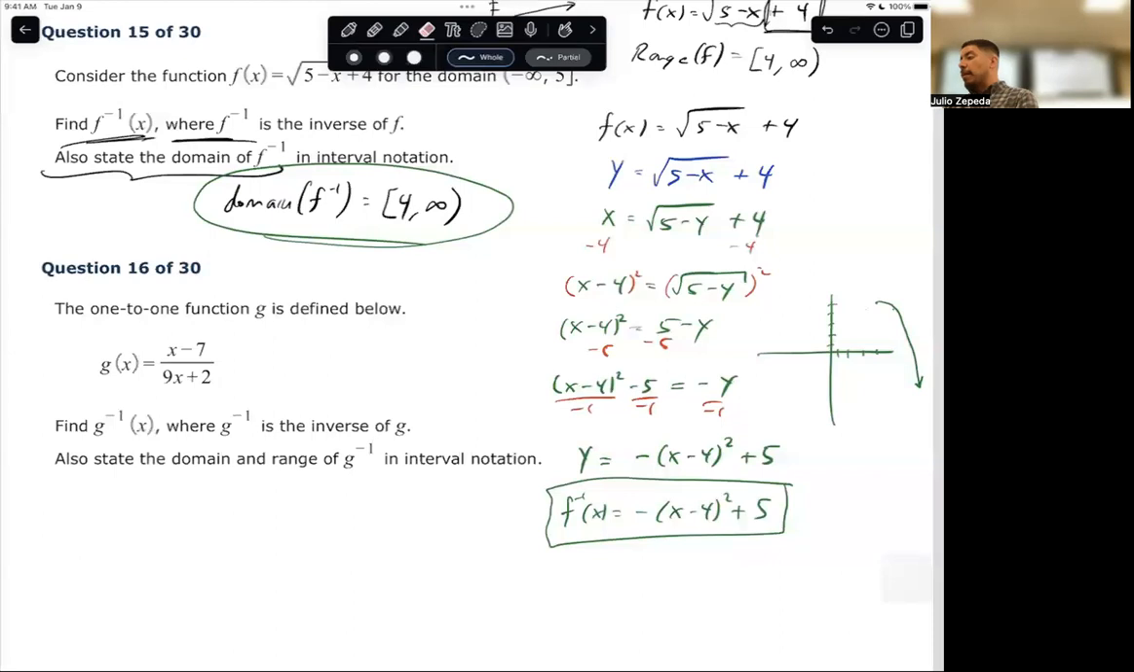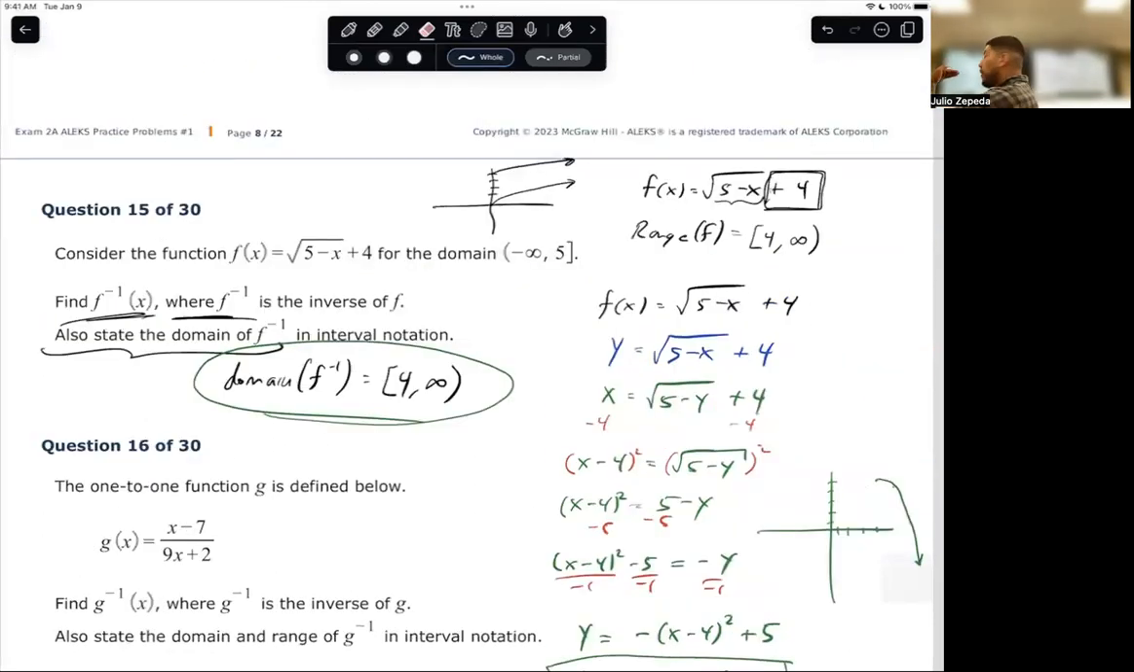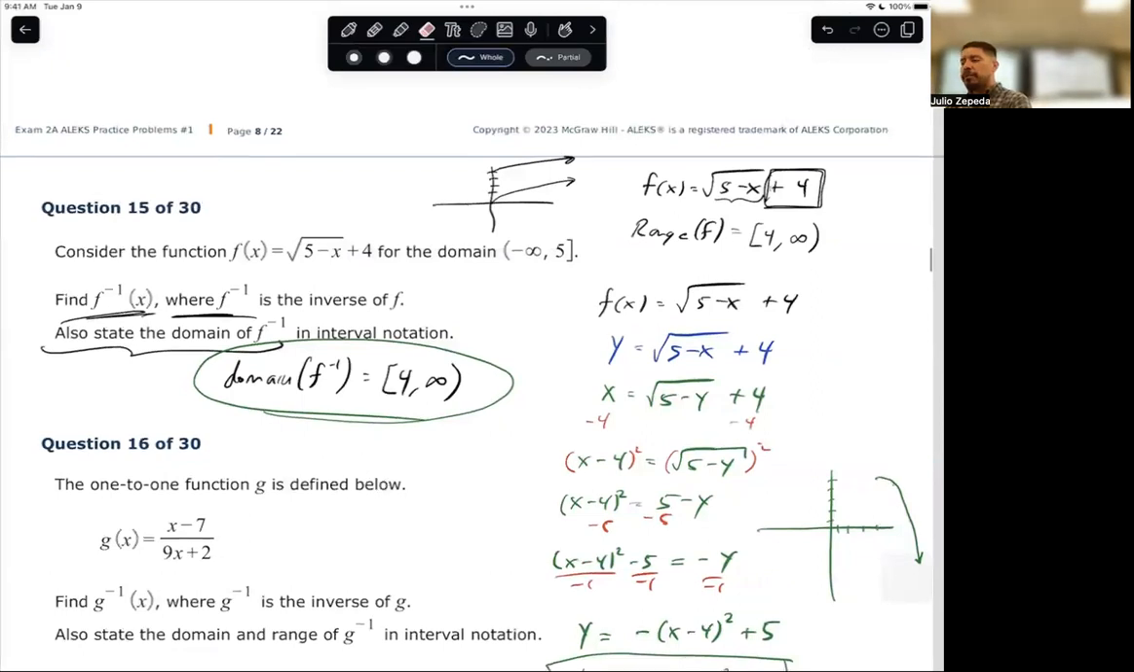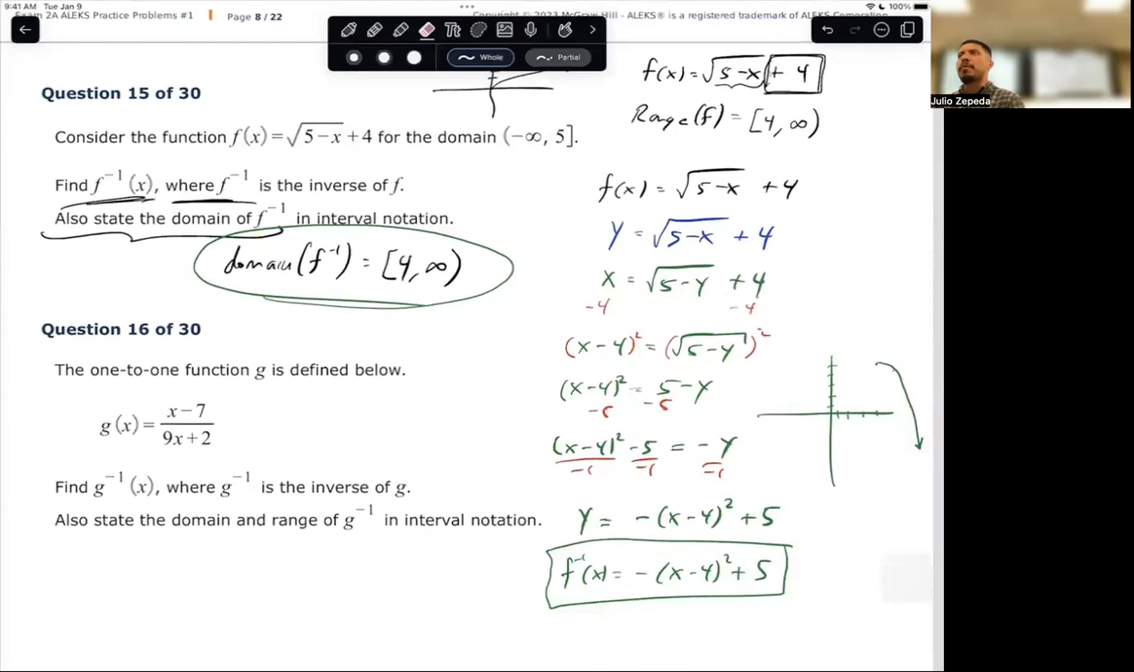It's only half of a parabola. And of course, it should be, because the original is a square root function, which is half of a parabola on its side. When we reflect that about the line y equals x, we're going to get half of a parabola. So which half of the parabola? Yeah, it's the right half, I guess, this time, from 4 to infinity.